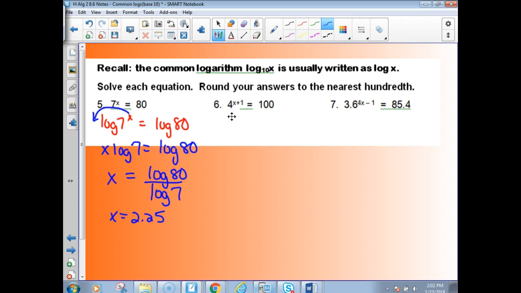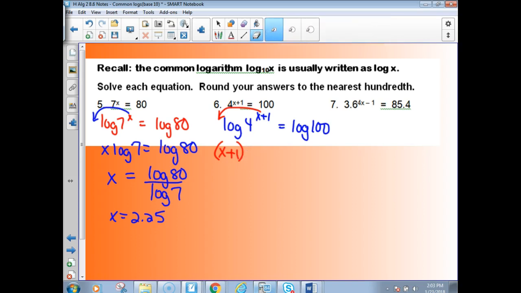The next one, I need to take the log of both sides. And that is 4 to the x plus 1 power. Okay, I can bring that exponent out front. So I've got x plus 1, I'm going to put that in parentheses, maybe that'd be better, times the log of 4. And then, guys, maybe you realize the log of 100, you should know the answer to that. 10 to what power is 100? 2. Okay, so you could simplify that to 2.